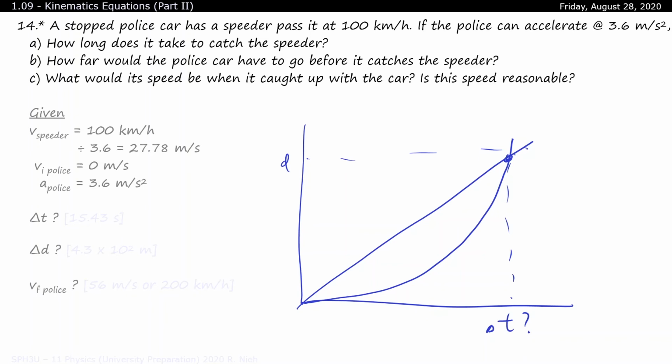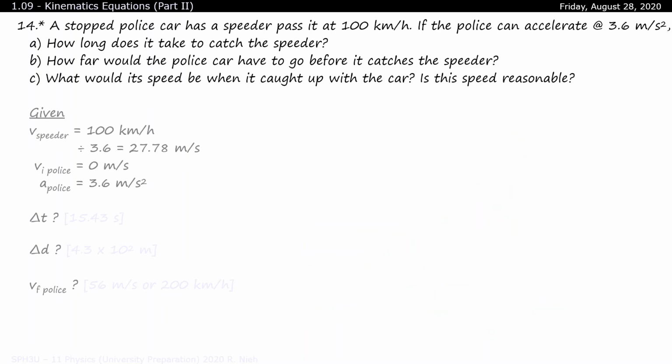So in other words, we're going to create 2 equations, one equation to represent the speeder, another equation to represent the cop car. And as you may know, with 2 equations with 2 unknowns, what do? Exactly, you sub and solve. So we'll do that. We start off with our equation number 3, because that will help us out here.